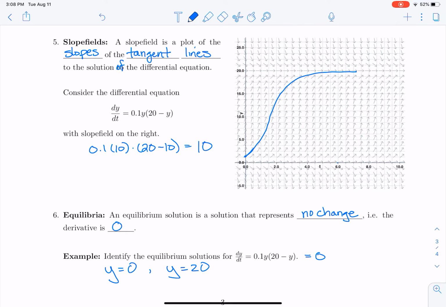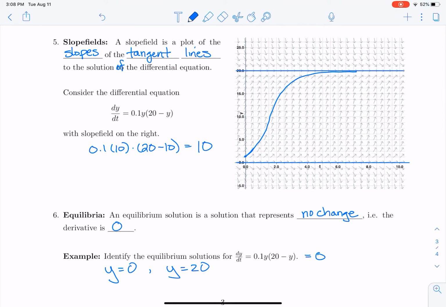And you'll notice along 0, the arrows point horizontally. So a solution is just going to move along horizontally because there's no change. So if you start at 0, you remain at 0. And then if you start at 20, you get the same thing where the arrows are pointing horizontally. So if you start at 20, it remains at 20. So these are slope fields.